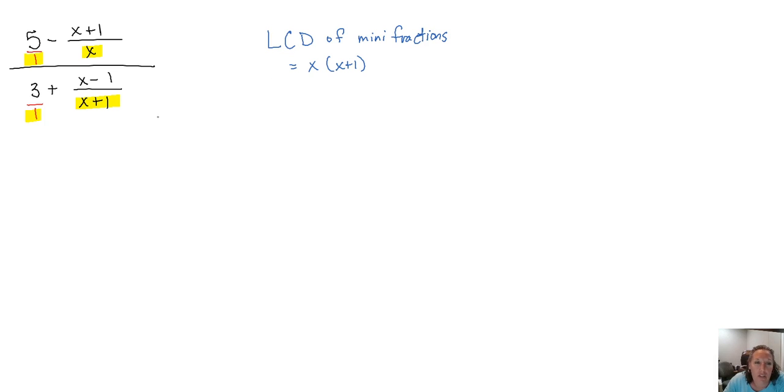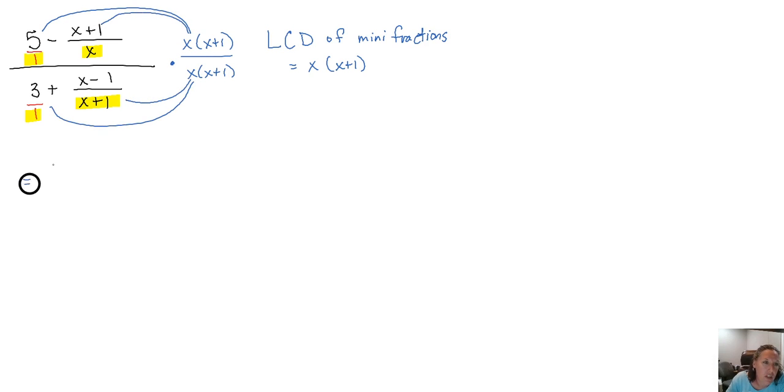What we do to the top, we have to do to the bottom, and we're going to distribute it to each of those pieces. So we're going to multiply this by x times x plus 1, and then distribute that to each term. So when we do that, we've got a 1 in the denominator of the 5, so that's not really doing anything. So we've got 5 times x plus 1, and then we've got the fraction x plus 1 over x times x plus 1.